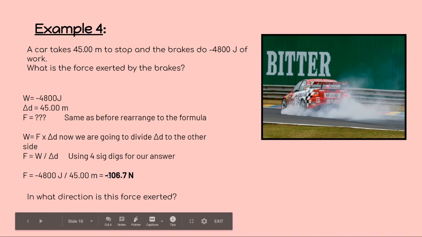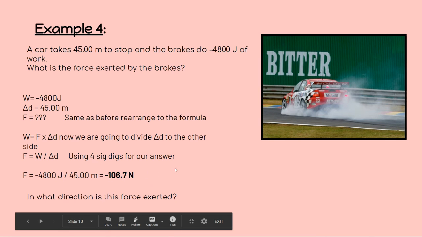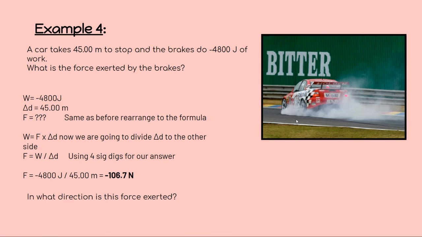But the other thing I need to do is add a negative sign because there was a negative here. A negative divided by a positive is going to be a negative. So when we talk about the way the force was applied, it was applied in the opposite direction of movement. All right? So these are the 4 examples.